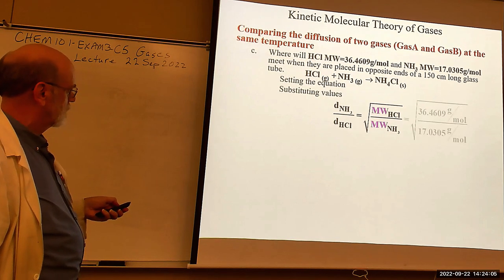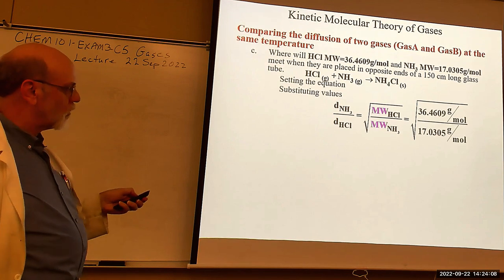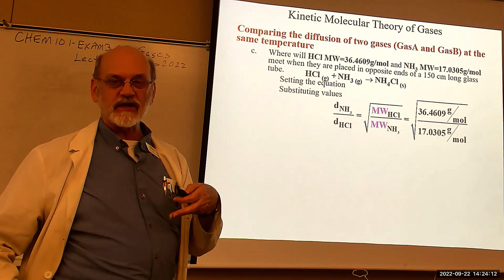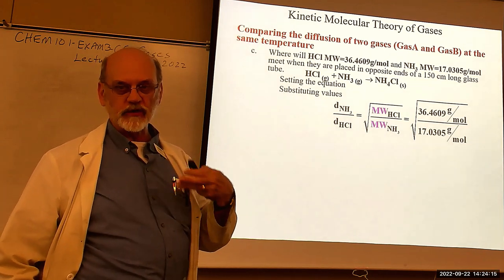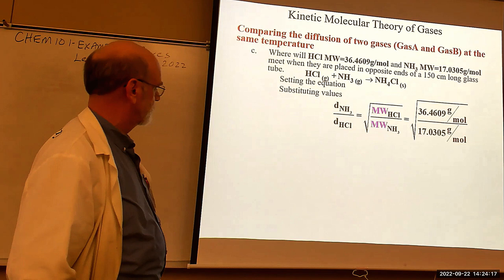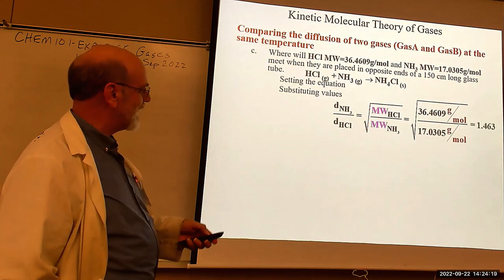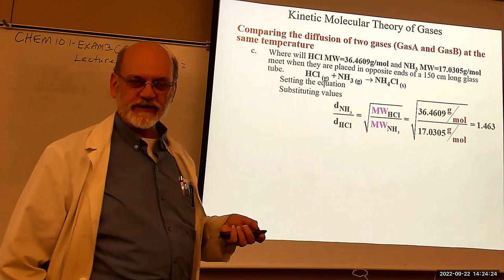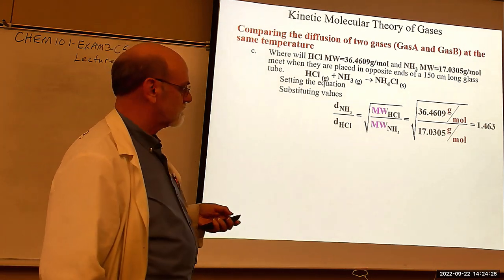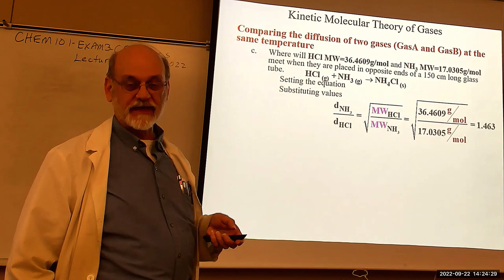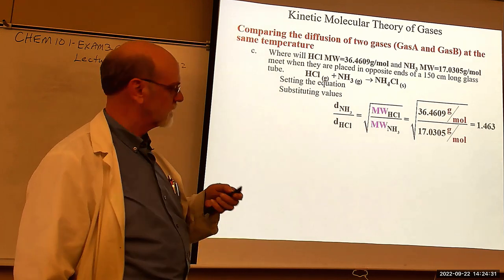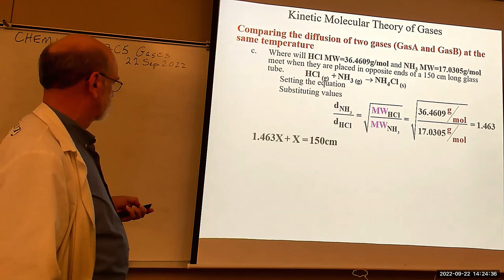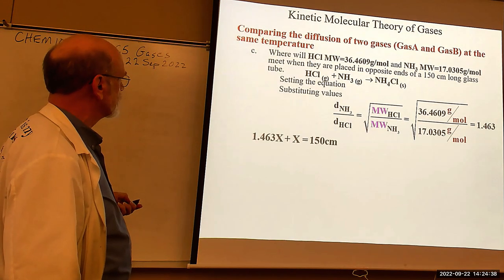Okay. So what we're doing here is we're using their true molecular weights to calculate the ratio of the distance that one moves over the other. And we find out that ammonia moves about 46% farther than hydrogen chloride does in the same amount of time at the same temperature. What does that look like? Let's see.